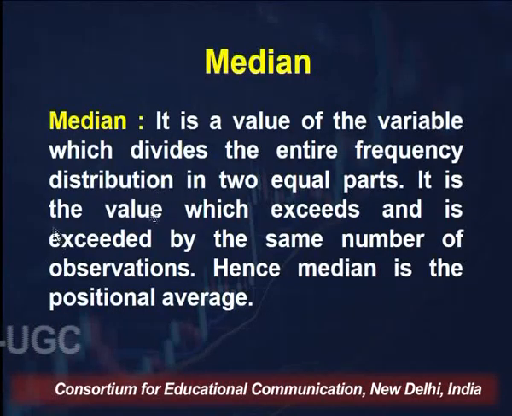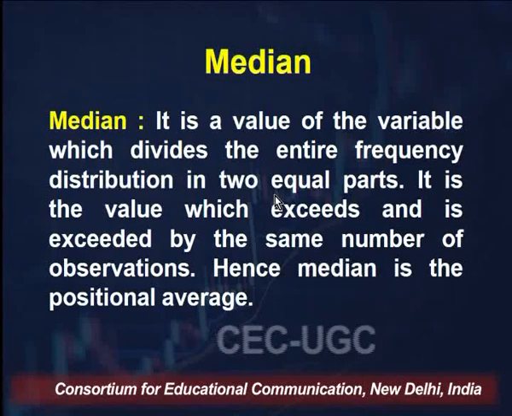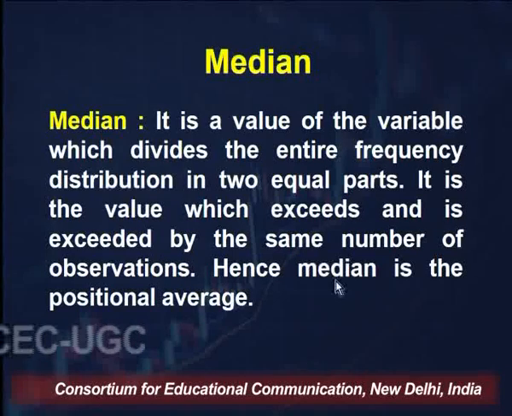The median is a value of the variable which divides the entire frequency distribution into 2 equal parts. It is the value which exceeds and is exceeded by the same number of observations. Hence, median is the positional average. So what I mean to say is that the median is obtained by the position of the variable. Median is that value of x which separates the entire data into 2 equal parts.